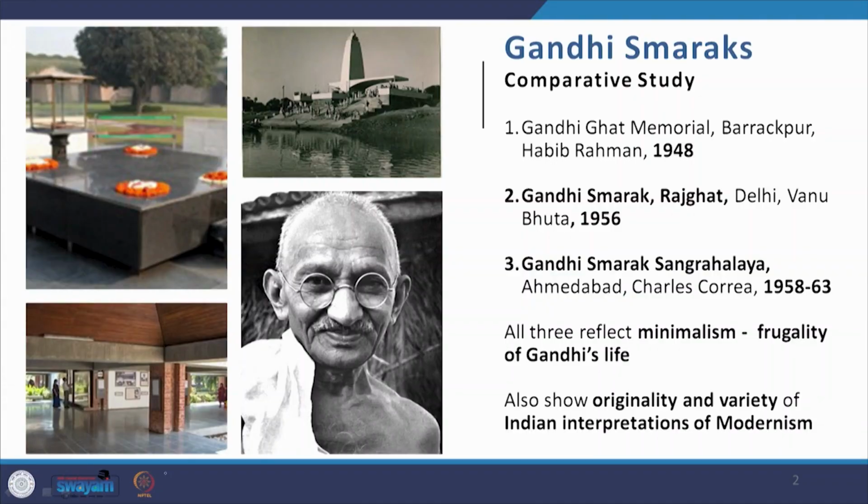And the commonality between these three was they all reflect minimalism or the frugality of Gandhi's life, but along with that they also show an originality and a variety in India's interpretation of modernism, right? So India's interpretation of modernism is not just confined to adding elements to be able to reflect a climatic response. It was more than that. It was also to reflect the socio-cultural identity of India.